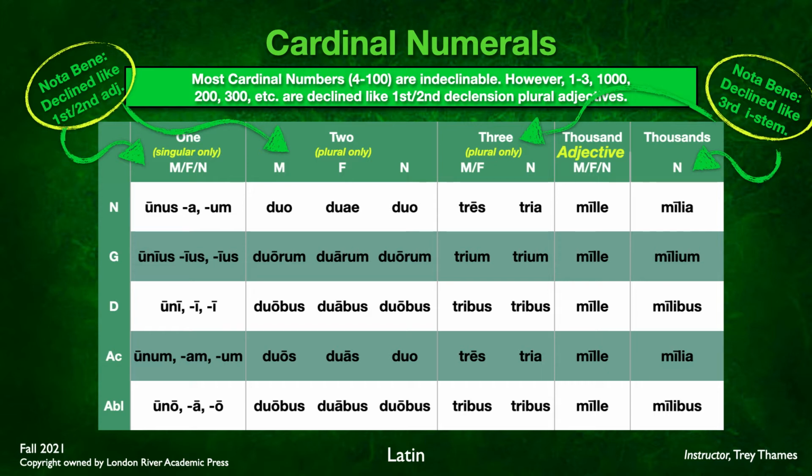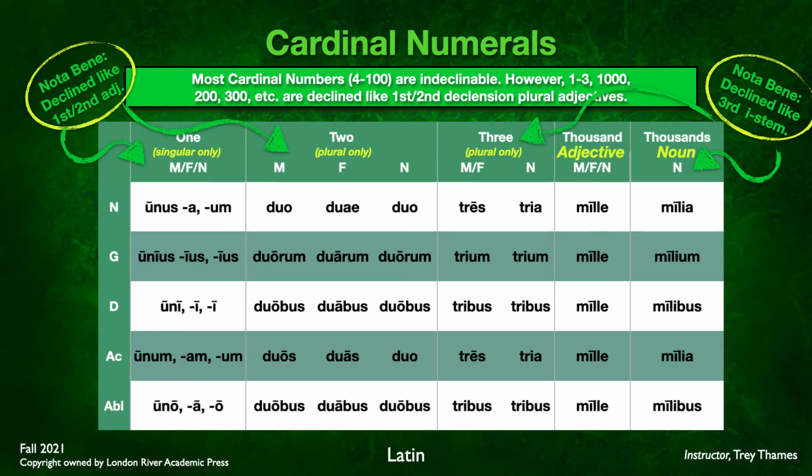Now this is slightly different than the plural form. The plural form only has 1 L: M-I-L-I-A. And again, this form follows the pattern of a third declension I-stem. But in the plural, it is actually a noun and translates to the word thousands. So in the singular, it's an adjective, mille, 2 L's. And in the plural, milia, 1 L, it's a noun, and it translates to thousands.